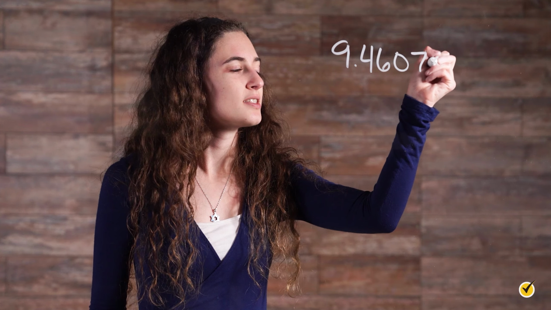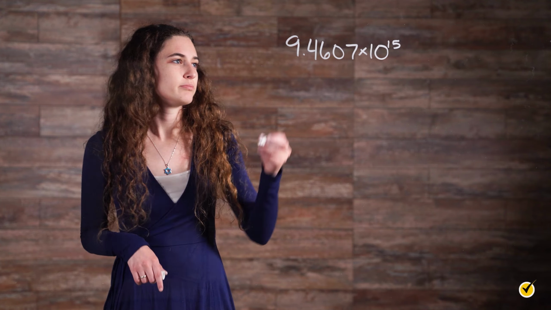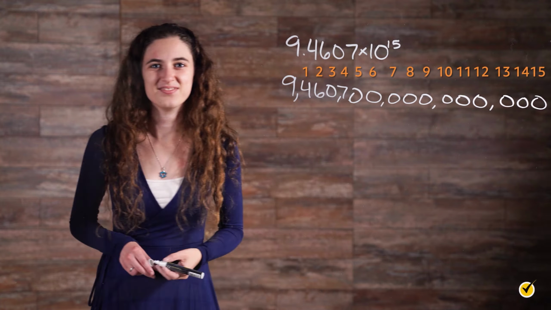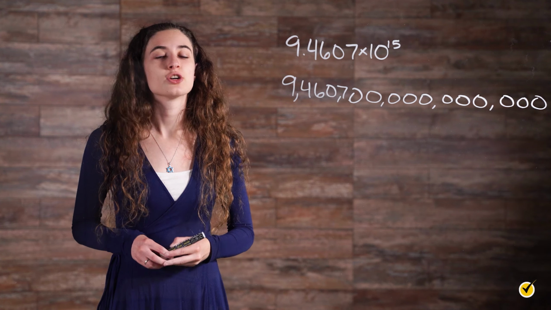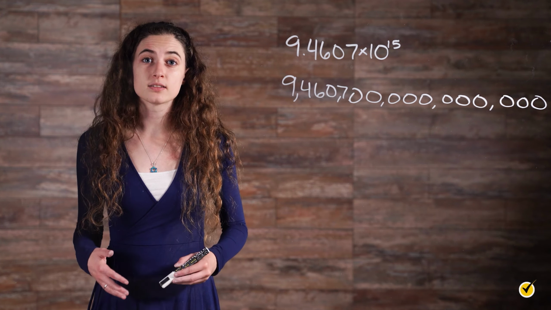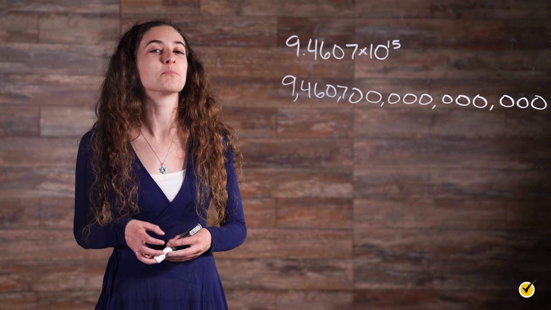But what if you wanted to take a number written using scientific notation and change it into standard form? A light year can also be expressed as 9.4607 times 10 to the 15th meters. We can easily change this number to standard form. Start with the decimal part, 9.4607, and multiply by 10 a total of 15 times. This tells us that a light year is 9,460,700,000,000,000 meters. Let's look at a couple more examples before we move on.